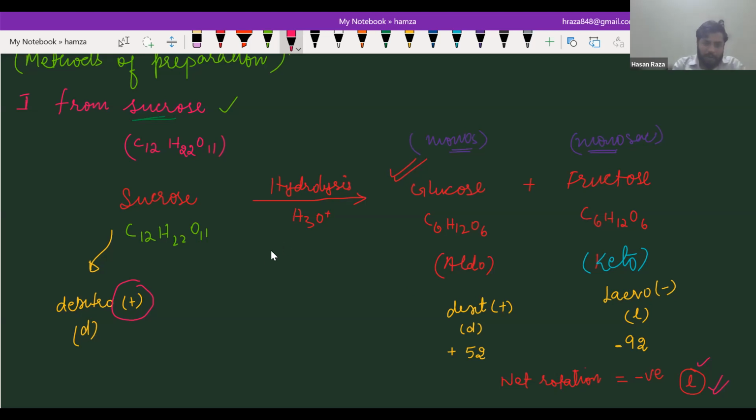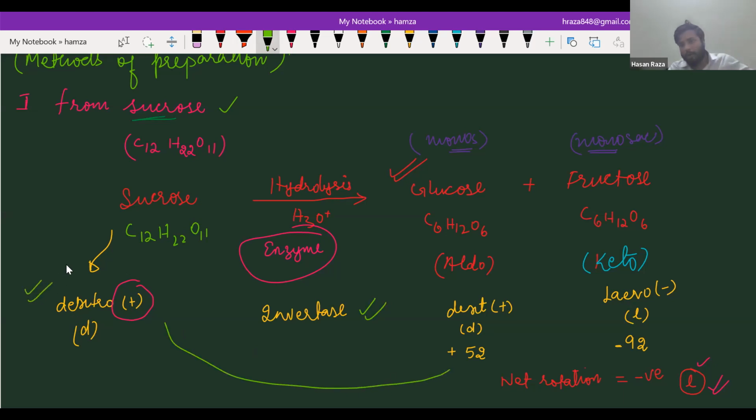So the enzyme used here is also known as invertase. Because inversion takes place, its name is invertase. And due to this net rotation, you can see initially it is only clockwise, but after this the net rotation is anti-clockwise. That's why this is also known as inversion of cane sugar. Is that clear, everyone?